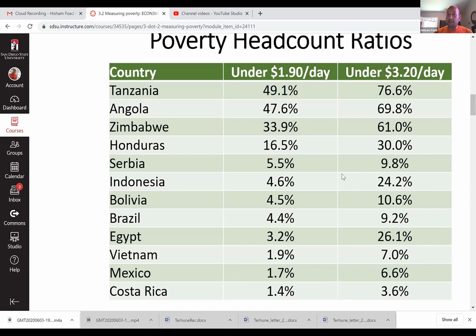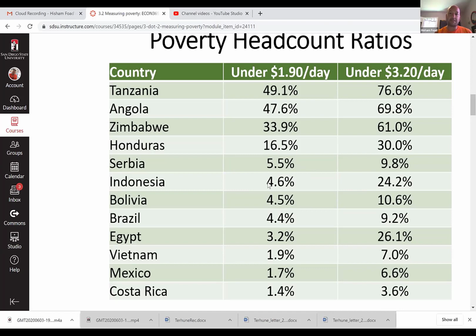The second thing to note is that when we change the definition of poverty from $1.90 to $3.20 a day, the numbers jump more for some countries than they do for others. So if we take a look at a country like Serbia, where 5.5% of the population earns under $1.90 a day, if we increase that number to $3.20 a day, the number goes up to 9.8%, which is an increase, but it's not anywhere close to the kind of increase that we see in a country like Indonesia, where Indonesia actually has a lower rate of absolute poverty than Serbia, but a much higher rate of lower middle income poverty.